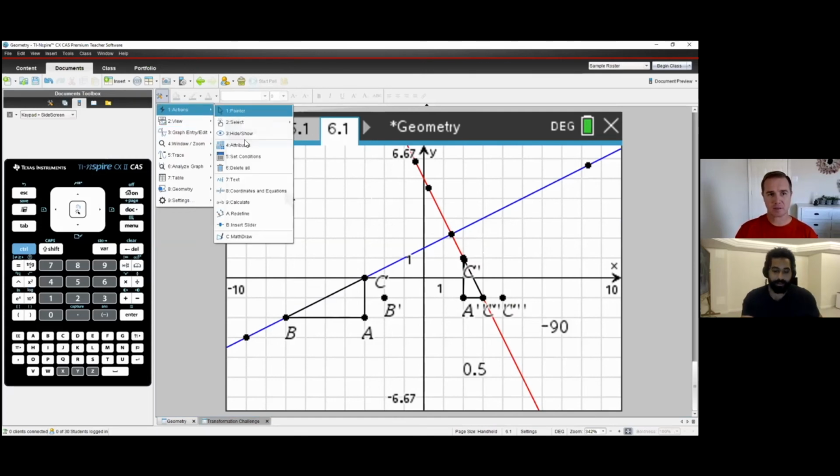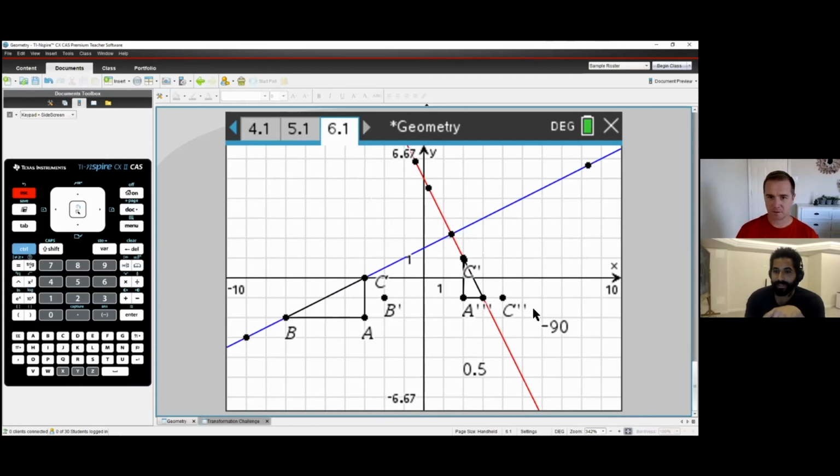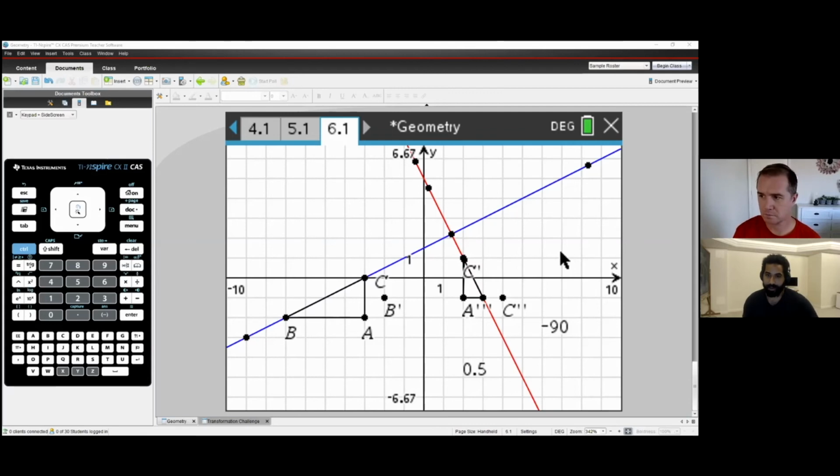Now that we've seen that these two things are similar, let's talk about what this means in terms of the slopes. We can see that the horizontal line for triangle ABC becomes the vertical line for triangle A triple prime, B triple prime, and C triple prime. And the vertical line for AC becomes the horizontal line for A triple prime and C triple prime.